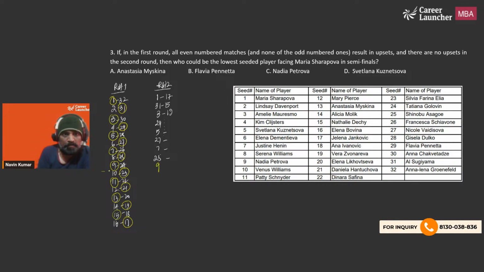So 9, half of the matches. So this is 9. Now 9 is going to play against 23. 25 is going to play against 11. Then we will have 21. We will have 13. We will have 19. And then we will have... Okay, sorry. The previous one was the correct one.